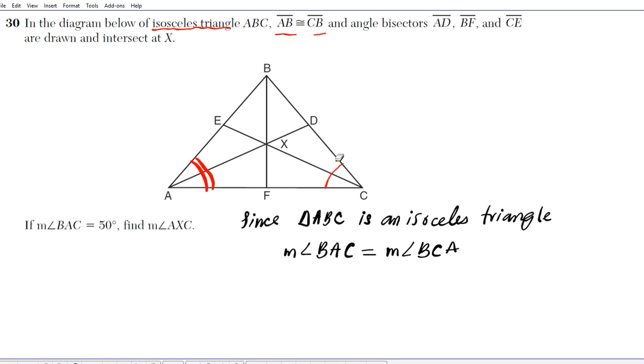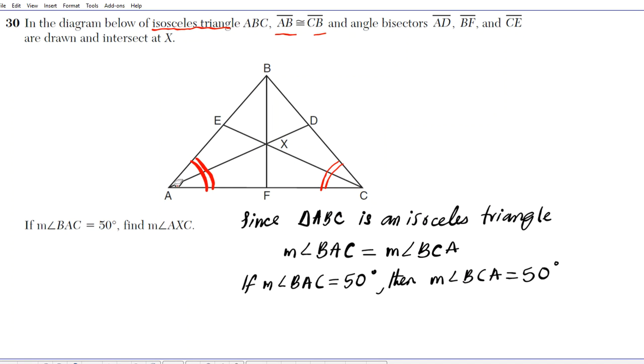So if the measure of angle BAC is 50 degrees, what is the measure of angle BCA? Let's write it down. If the measure of angle BAC is equal to 50 degrees, then the measure of angle BCA is also 50 degrees. That's the base angle of an isosceles triangle. Now we know that we have some angle bisectors, and what do angle bisectors do? They break angles into congruent parts.